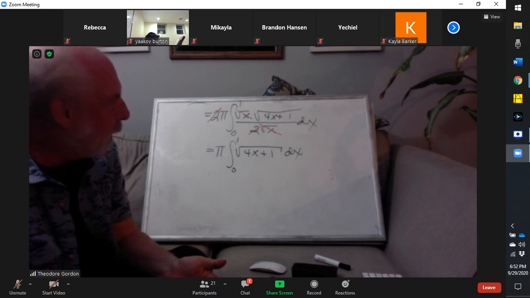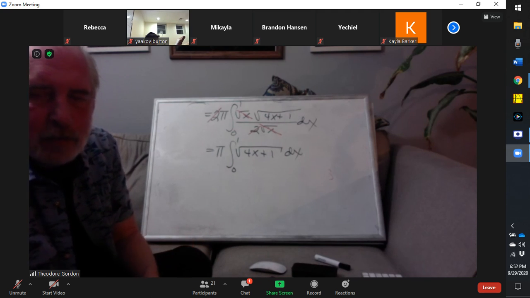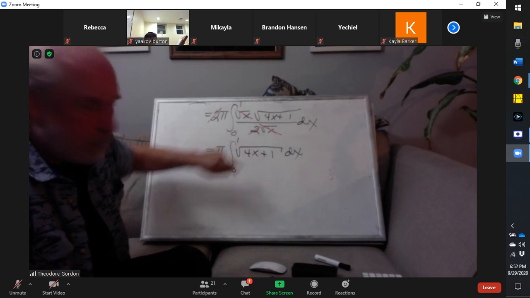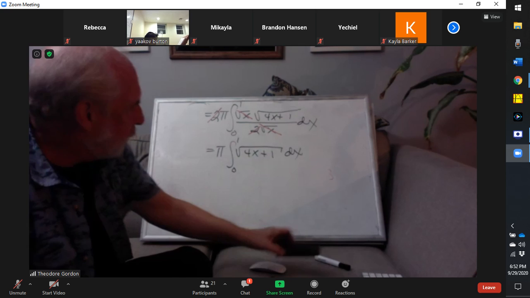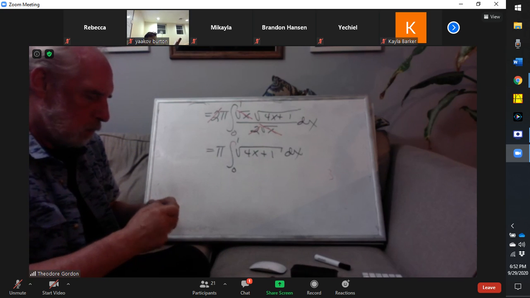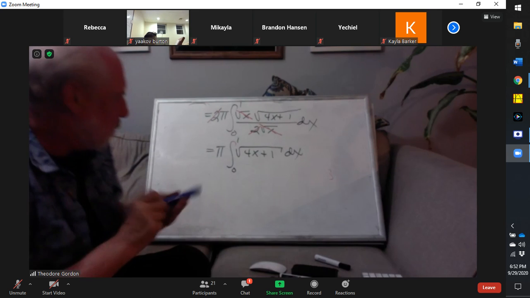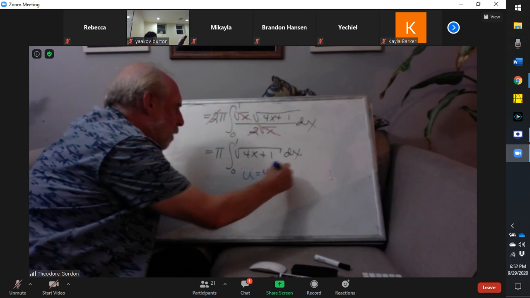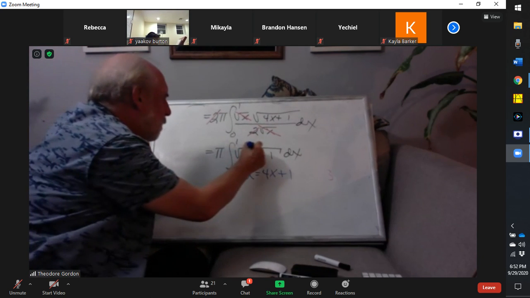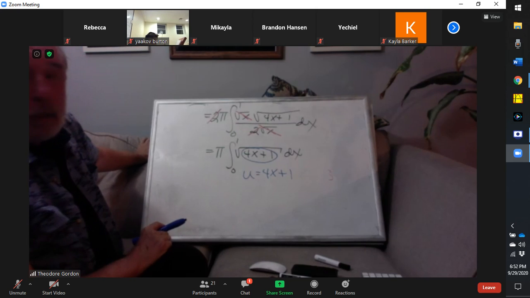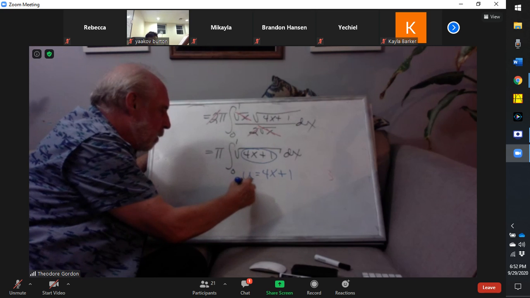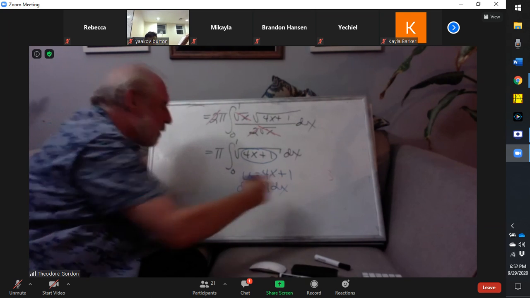And now the question becomes, how do we do that integral? U substitution. Yep, U substitution is right. We've got an x to the first on here, so we're going to do U substitution. U is equal to 4x plus 1. That's this. We do the derivative of both sides with respect to x. So we get du is equal to 4 dx.